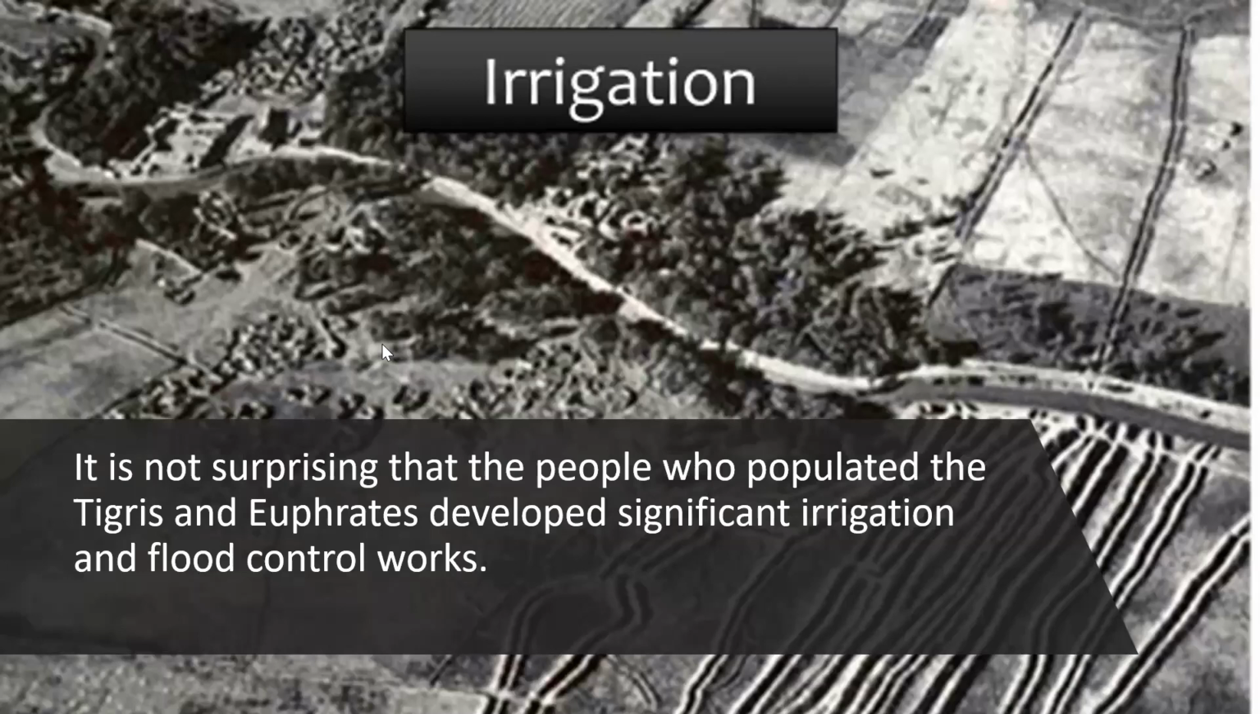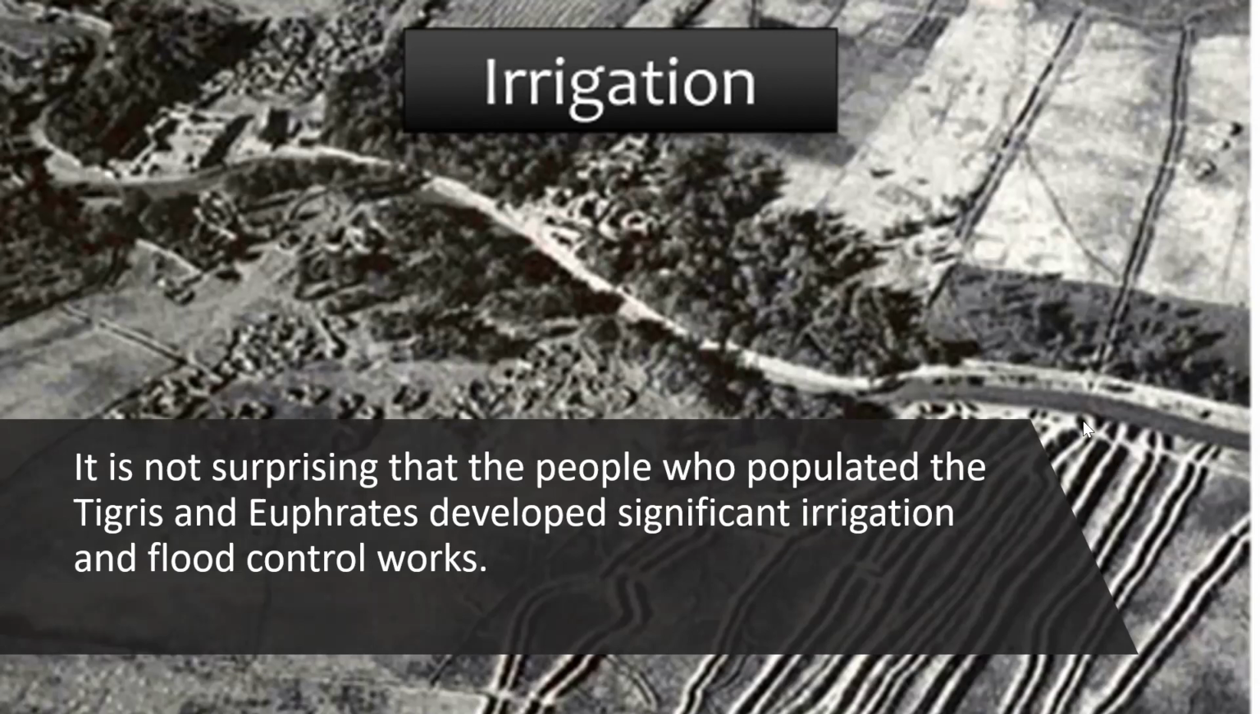The next one is about another engineering achievement of the Mesopotamians. It is not surprising that people who populated the Tigris and Euphrates rivers developed significant irrigation and flood control works. Why did the authors say that it is not surprising? Because we previously know that Mesopotamians at that time had significant engineering achievements like temples or ziggurats, canals, city walls, and so on.